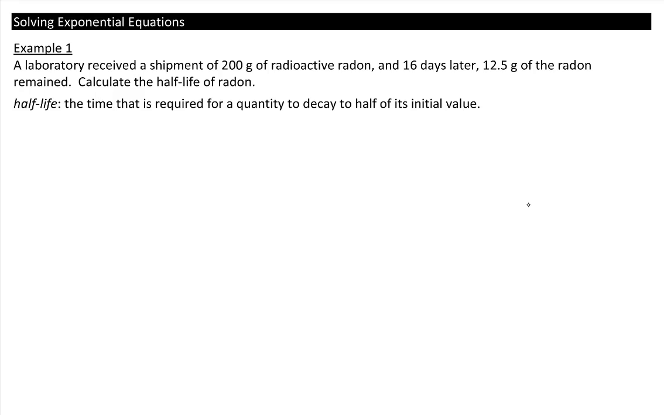So half-life is the time that is required for an amount or mass to decay to half its initial value. So for example, if you had a half-life of 3 days and you started with 100 grams of a substance, then in 3 days you'd have 50 grams. 3 days later you'd have 25, and 3 days later you have 12.5, and so on.